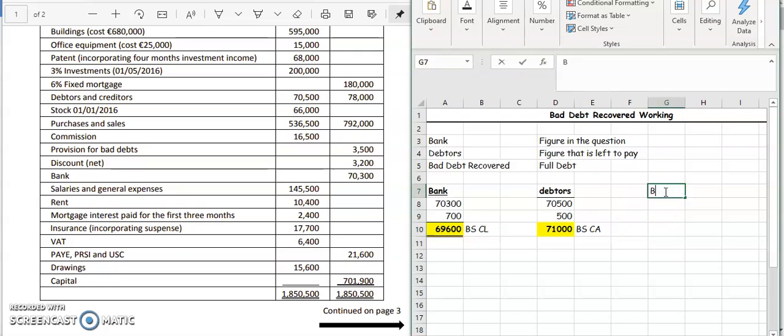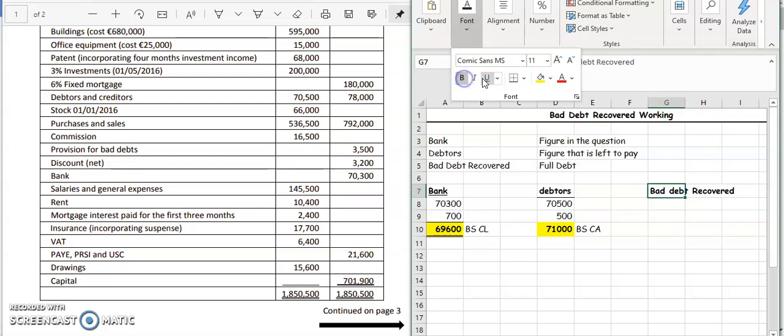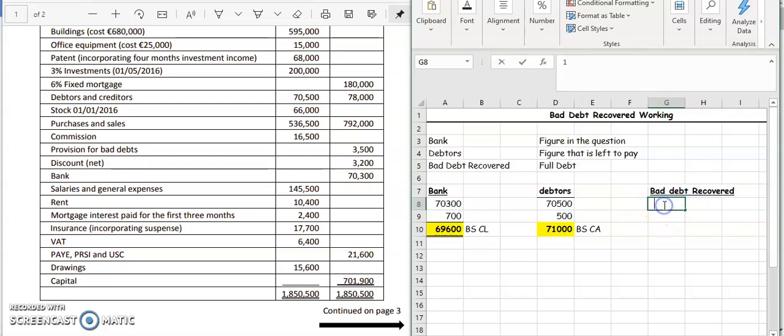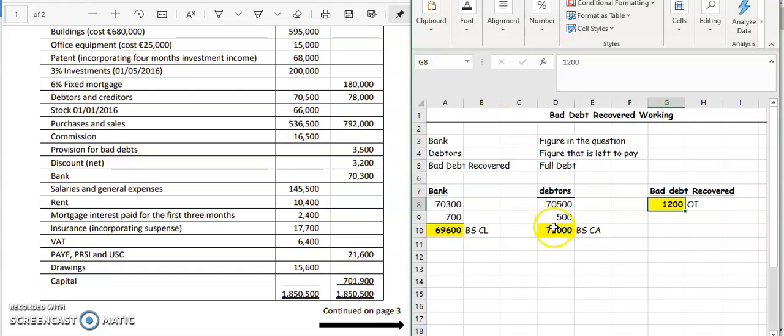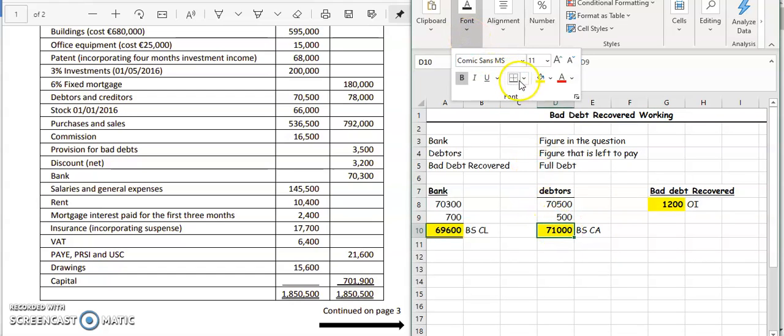And then we've got our bad debt recovered. So your bad debt recovered then is going to be the full amount, which is 1,200, and that's going to go into your operating income. Okay, and that then is how to treat a bad debt recovered in the question itself.